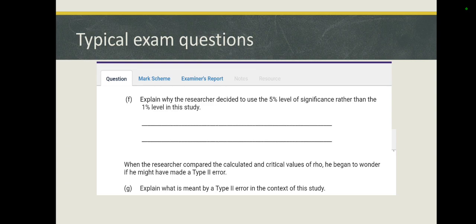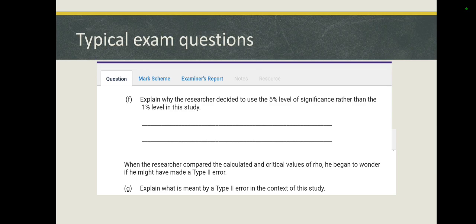You could also say on that particular question, so option F, that unless the research is related in some way to the health field, then there is no real reason to use a more stringent significance level such as the 1%. So 0.05 would be traditionally acceptable in those circumstances.